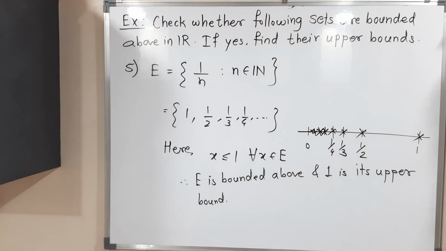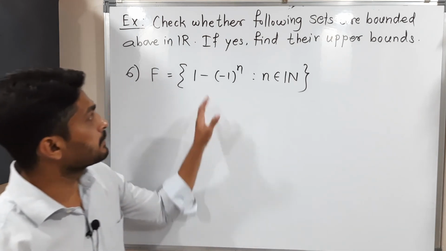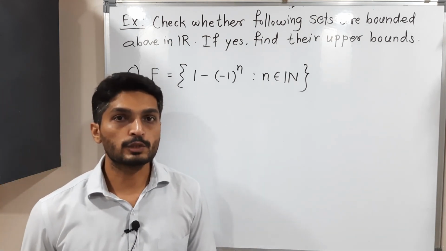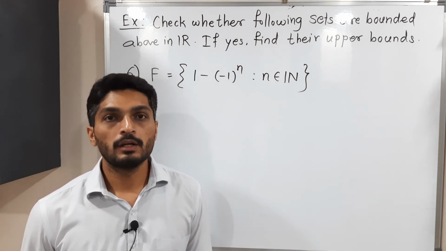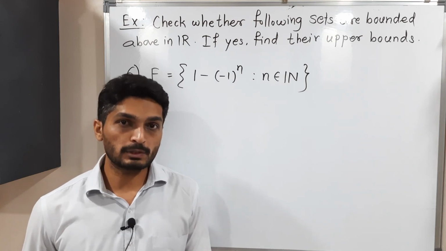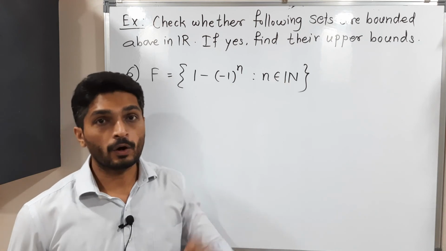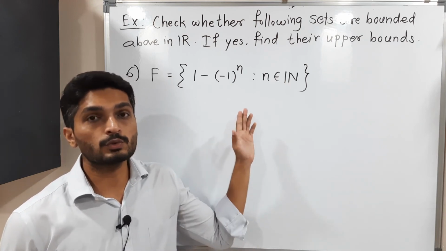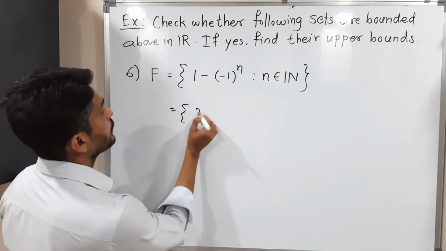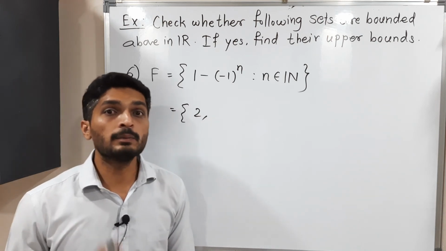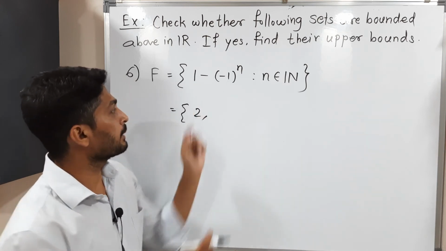One more example we will discuss. See, in this set, numbers are in the form 1 minus 1 raised to n. n is a natural number. So you know natural numbers means 1, 2, 3, 4, 5, 6. So these natural numbers will be either even or odd. Getting? So if n is odd, what will happen? Minus 1 raised to odd number is minus 1. So minus minus plus, and we will have 2. And if n is even, minus 1 raised to even number is 1. So 1 minus 1 is 0.